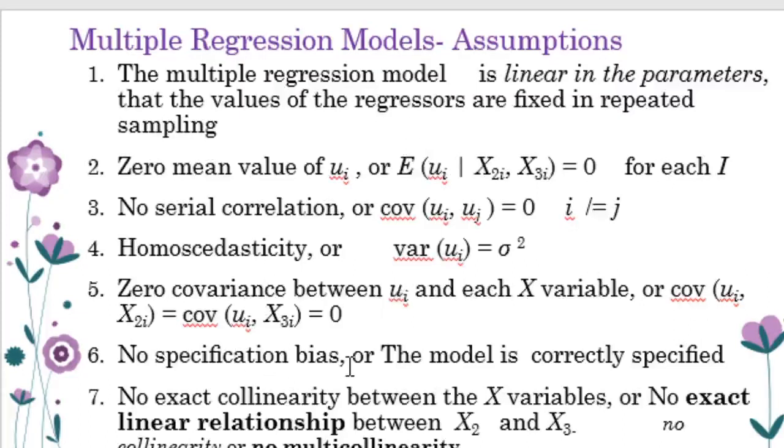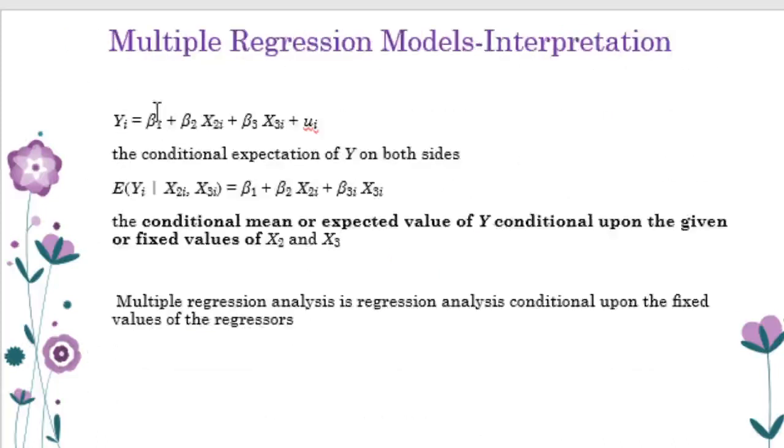Then no specification bias, that is, the model should be correctly specified. Then another one, no exact collinearity between the x variables, or no exact linear relationship between x2 and x3. That is, no multicollinearity is the next important assumption. These are some of the important assumptions of multiple regression models. The multiple regression model can be specified as follows. Given y equal to beta 1 plus beta 2 x2i plus beta 3 x3i plus ui, take the conditional expectation of y on both sides.